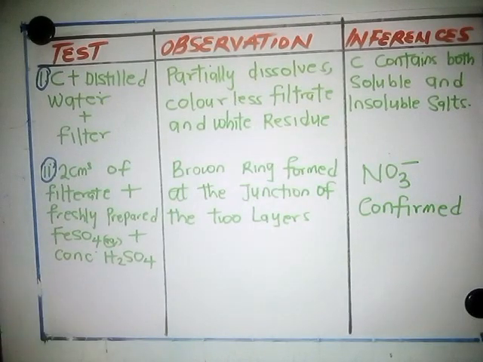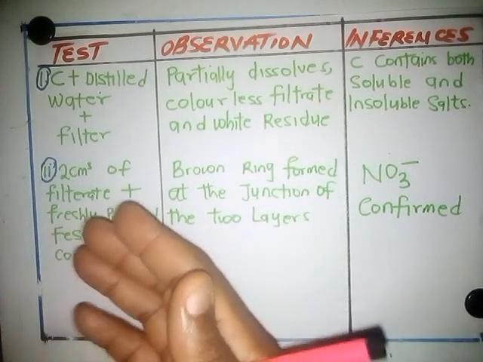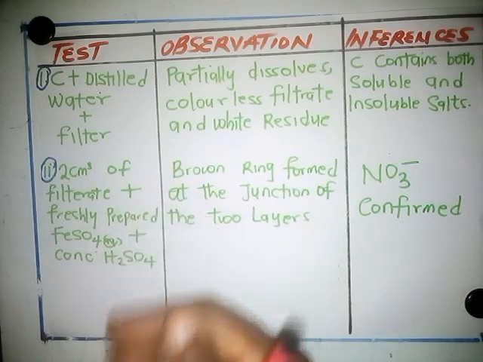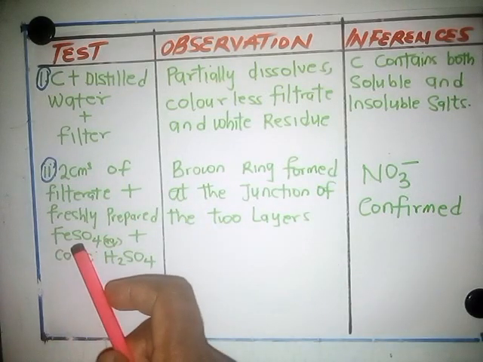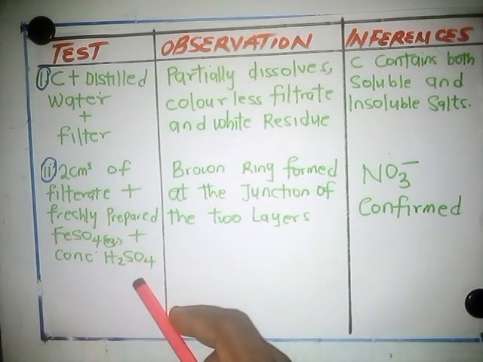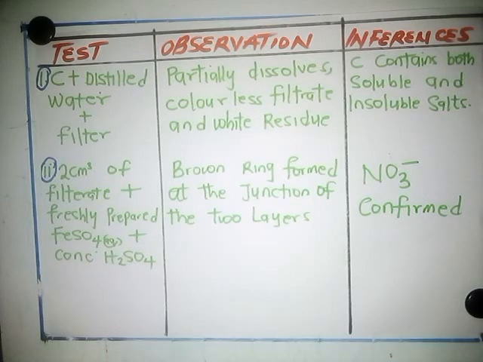Then the second test, that is 2 cm³ of the filtrate. Now we are looking at the filtrate. 2 cm³ of the filtrate plus freshly prepared FeSO4, iron(II) sulfate, plus conc. H2SO4. So this is a popular test for the confirmation of nitrate.